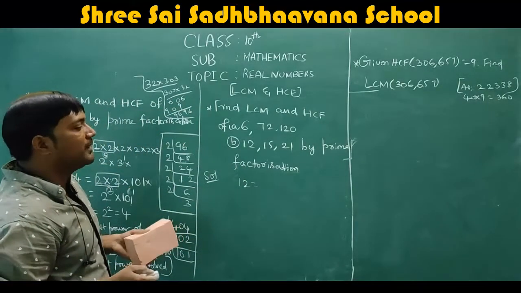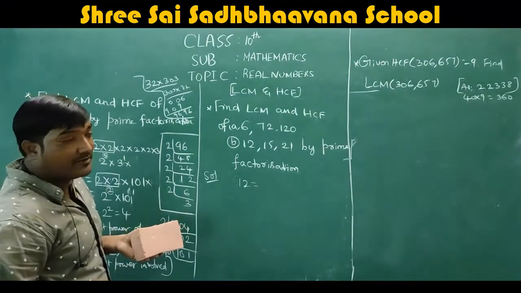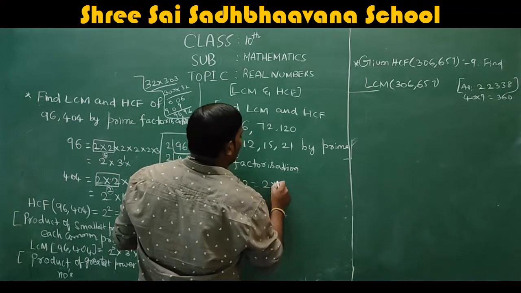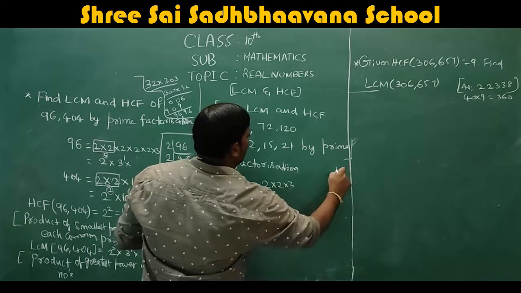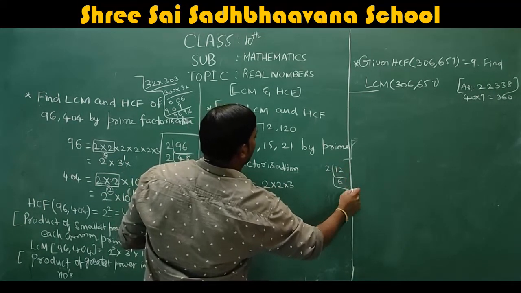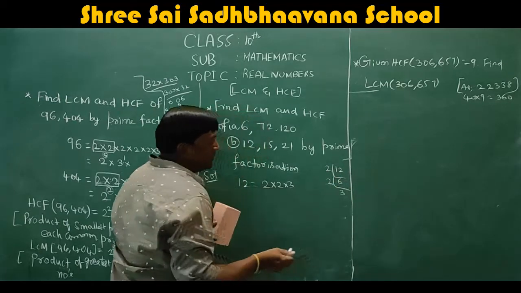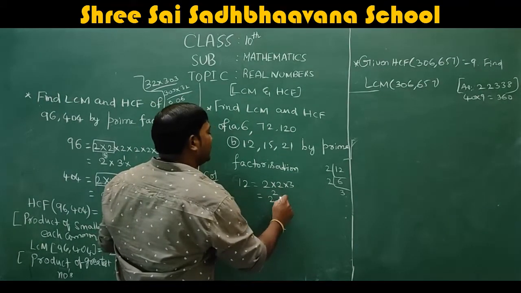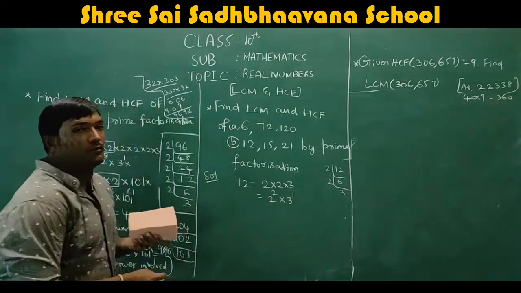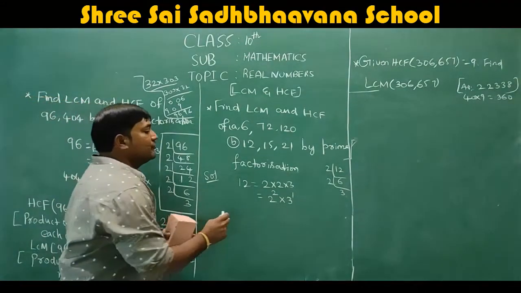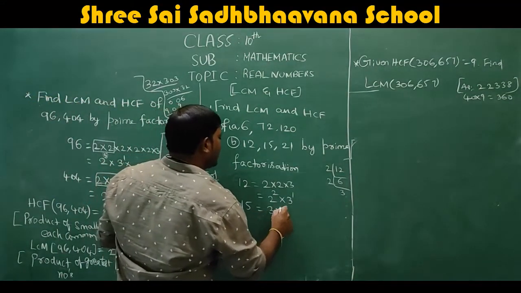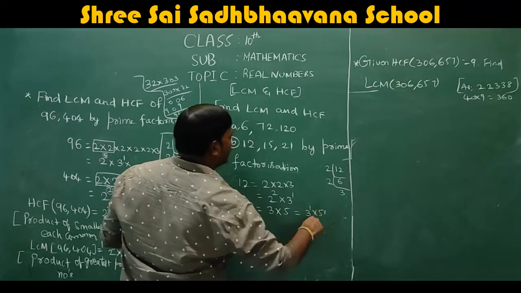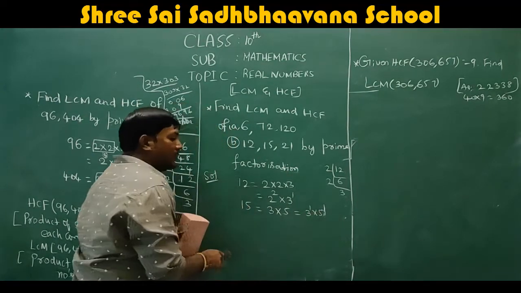So I am doing the second one. Finding LCM and HCF by prime factorization. 12, 15 and 21. So what are the prime factors of 12? 2 into 2 into 3. Correct? 12 can be written as 2 into 6, next 2 into 3. In power form, I can write it as 2 square into 3 power 1. Okay? Next 15. 15 can be written as 3 into 5. In terms of powers, you can write 3 power 1 into 5 power 1.